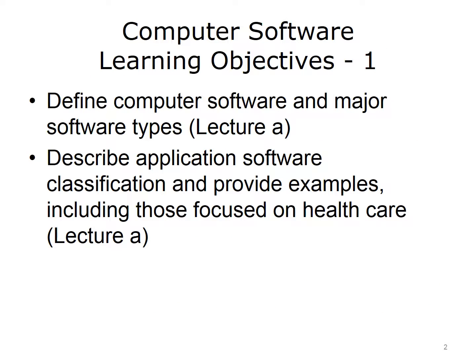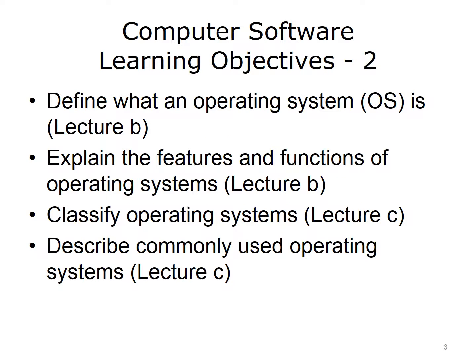The learning objectives for this unit, Computer Software, are to define computer software and major software types, describe application software classification and provide examples, including those focused on healthcare. Define what an operating system, or OS, is. Explain the features and functions of operating systems. Classify operating systems. Describe commonly used operating systems.